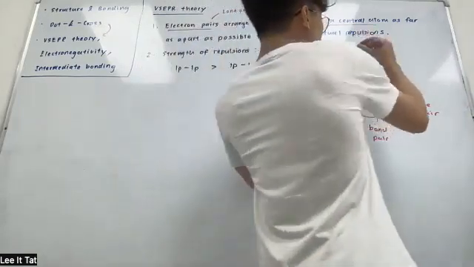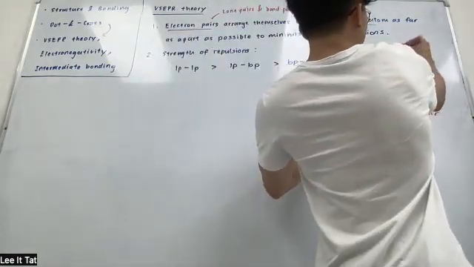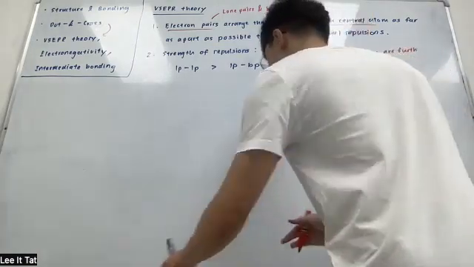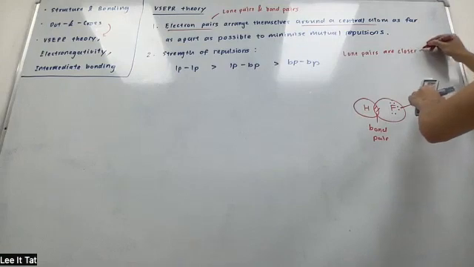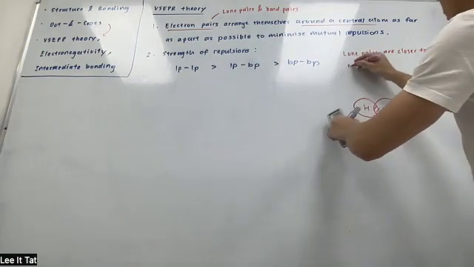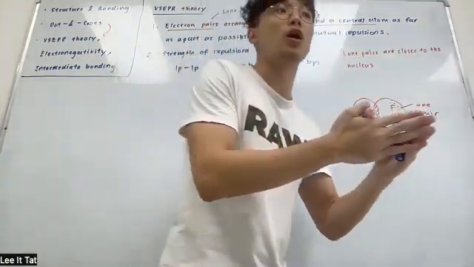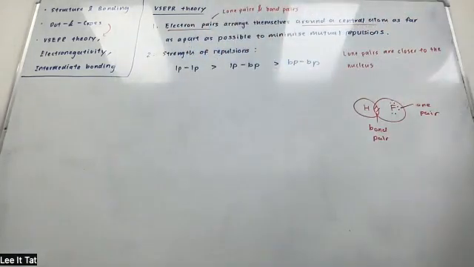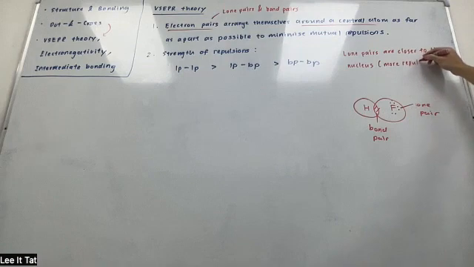In other words, you can look at it in a relative point of view. Bond pairs are further from the nucleus. Lone pairs are closer to the nucleus. And as a result, if you are closer to each other, that means you face more repulsions. So lone pairs are closer to the nucleus, so that's why they face stronger repulsions.